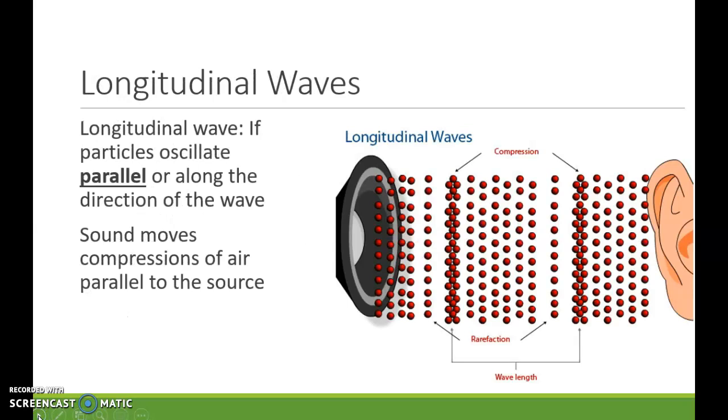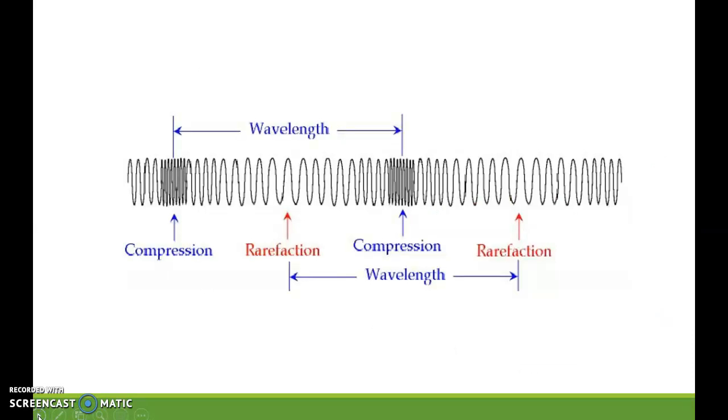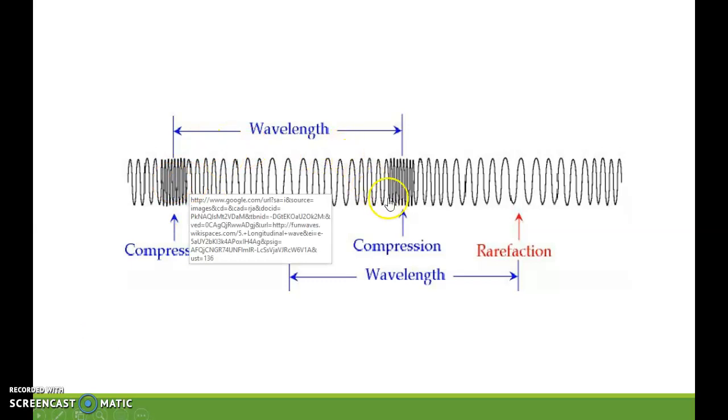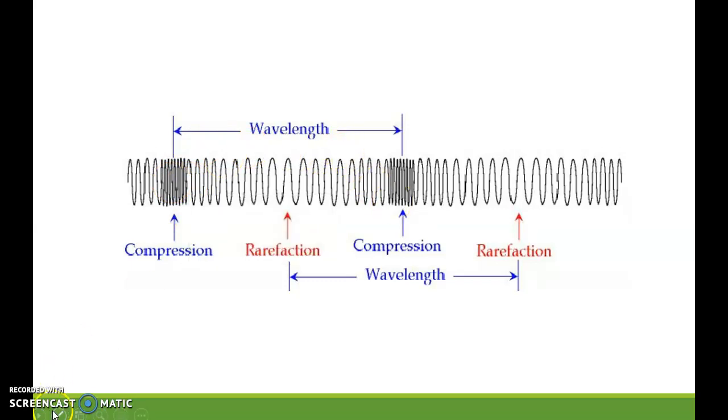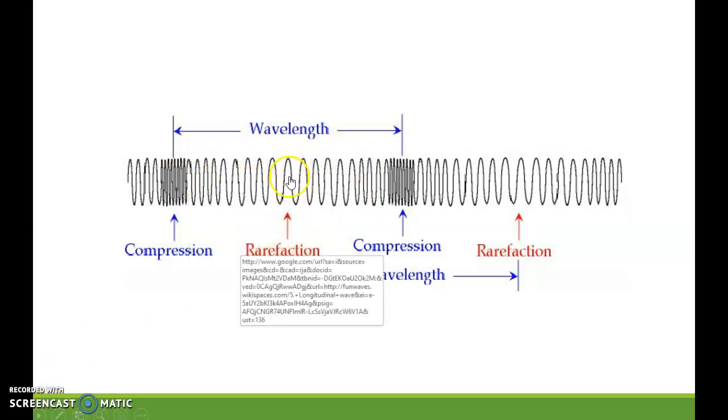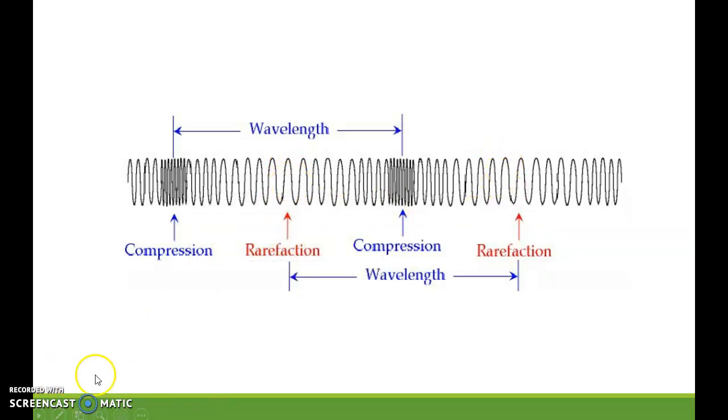Longitudinal waves. A longitudinal wave is when particles oscillate parallel or along the direction of the wave. Sound moves as compressions of air parallel to the source. So sound waves move longitudinally. Wavelength is the distance from one crest to the next or one trough to the next. You see the bunched up parts are the compression parts right here and here. And we call rarefaction these more spread out parts.